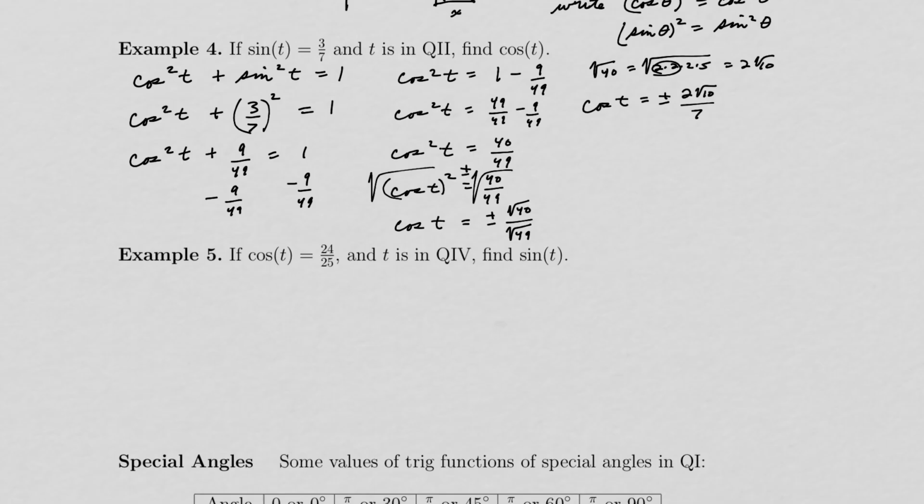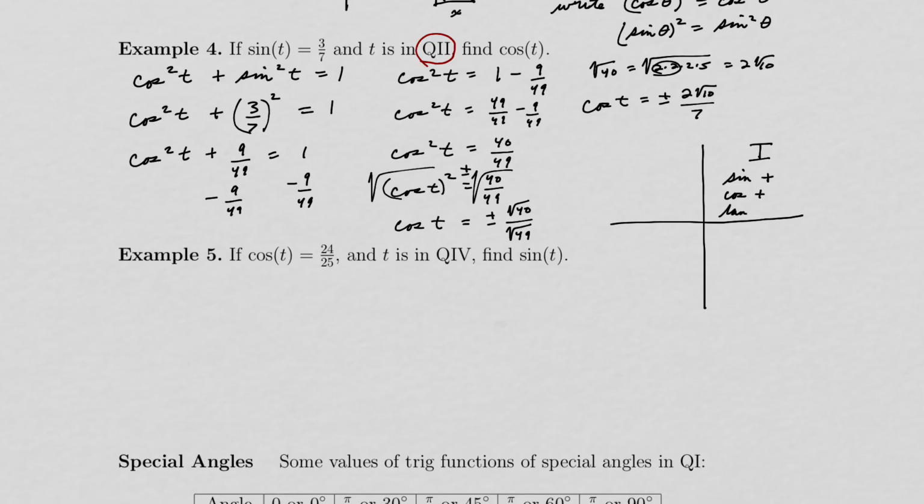Okay, but the question is, which one do I take? Do I take the positive or the negative? And here's the key thing. We're told that the angle is in quadrant 2. So if you think about what's going on with the different quadrants, I'll draw a Cartesian system here. In quadrant 1, all the trig functions are going to be positive. So I'll just remind you, sine is positive, cosine is positive, and tangent.